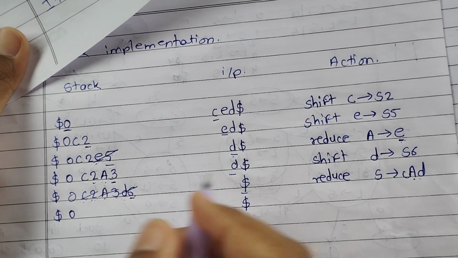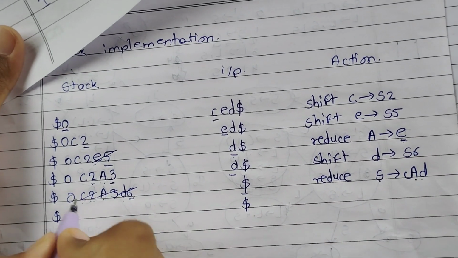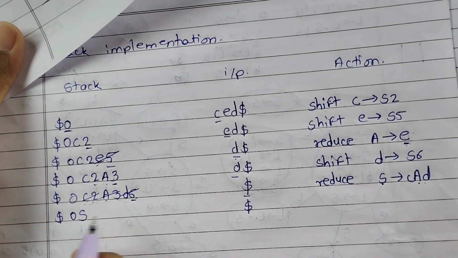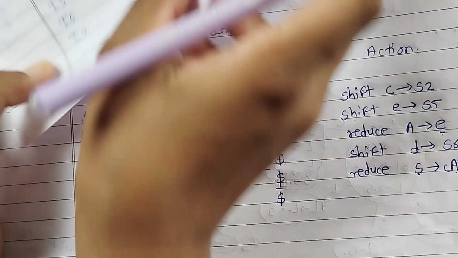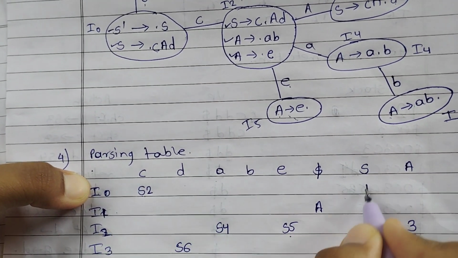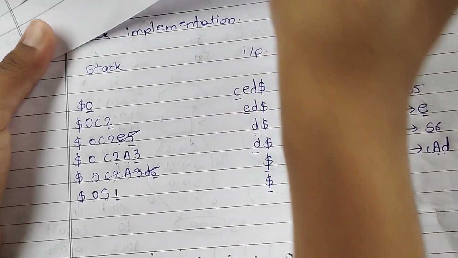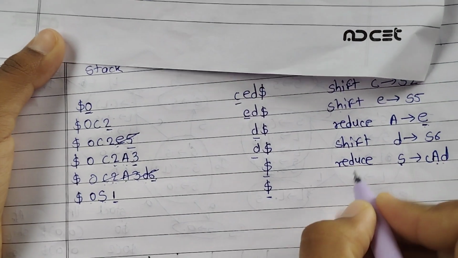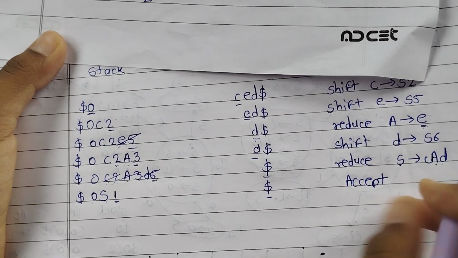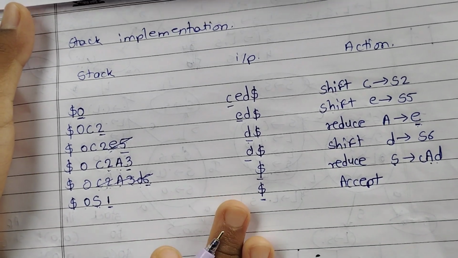Now this whole set of characters we reduce to S. So write this S. Now on the top of the stack we want a number. So see I0 and S. I0 and capital S is 1. So write the number 1 here. Now this I1 and $ is acceptance. So we write here accept, accept the string. In this way we implement the stack.